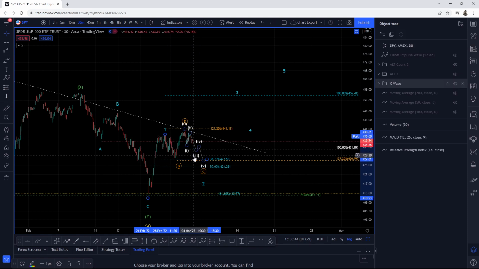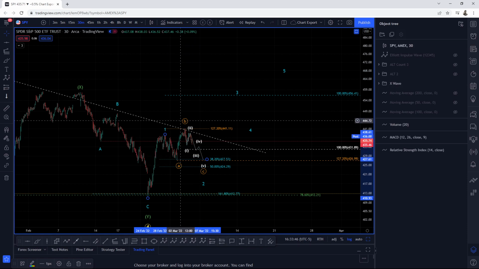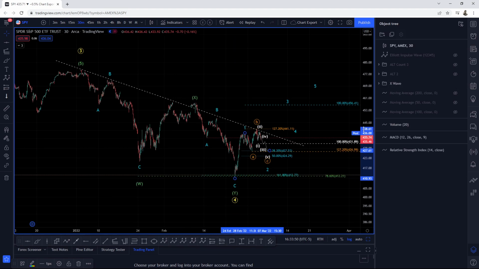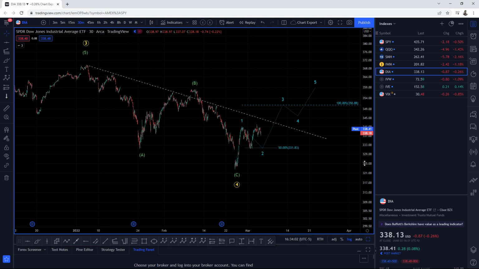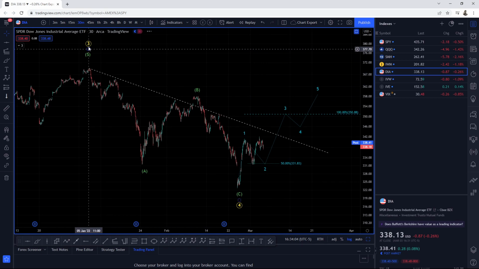So a little bit more downside to go on the SPY before we can break above this trend line, which has been a pain for everybody. You can clearly see that it's been resistance for the SPY and the Qs. You can clearly see that that also holds true for the Dow. In the Dow, we're also displaying the same scenario.